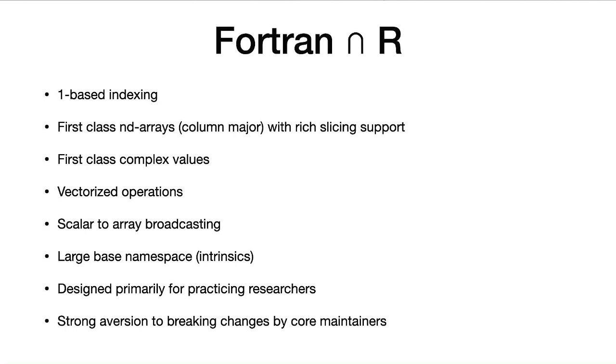Both of these languages, I think, also are designed for practicing researchers, which comes through as some design decisions that maybe people who aren't practicing researchers are sometimes dismissive of. And both Fortran and base R have a strong aversion to breaking changes. So if you come across Fortran code written 30 years ago, it probably runs just fine today, and the same holds true for R, for code well written against base R.